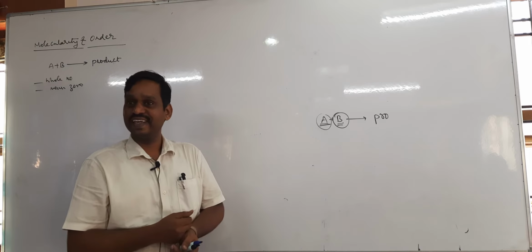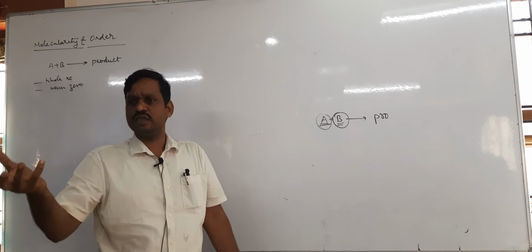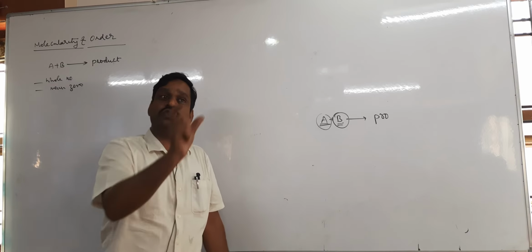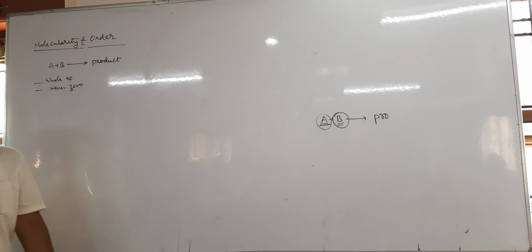So that means molecularity 0 is not possible. There must be at least one molecule, no? That's why molecularity is always a whole number, never a fraction.